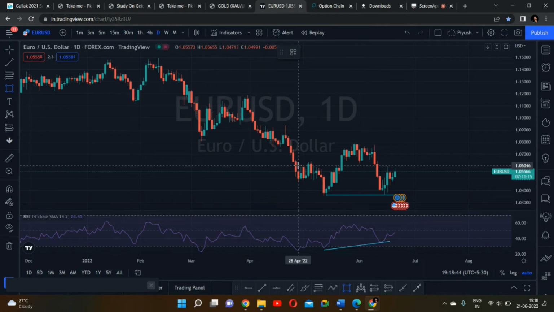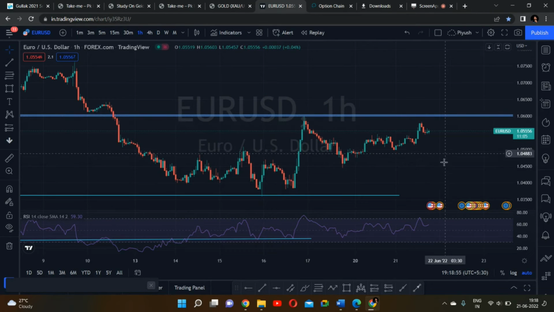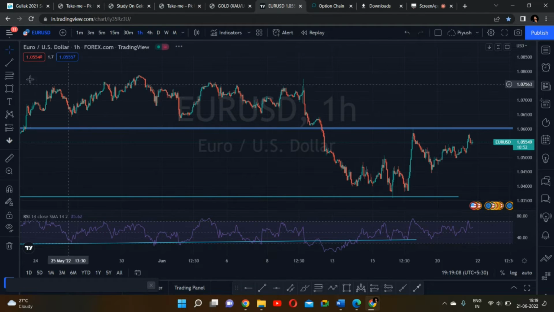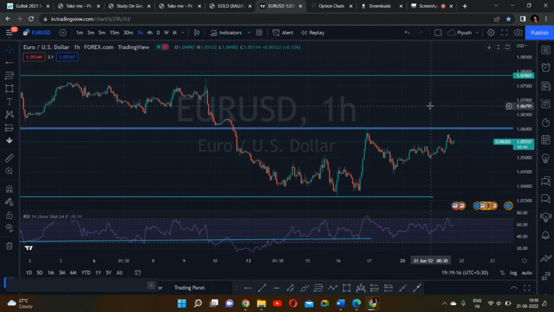So what we are going to do, we are marking this important zone over here, and on lower time frame, we will wait for this breakout, that is the breakout of 1.06 level. And once this breakout happens, we will initiate our buy trade. The stop loss should be somewhere around the swing highs, and our target should be the recent top. So this is going to be our target. So it can be a nice trade, and there is another trading opportunity in this pair.